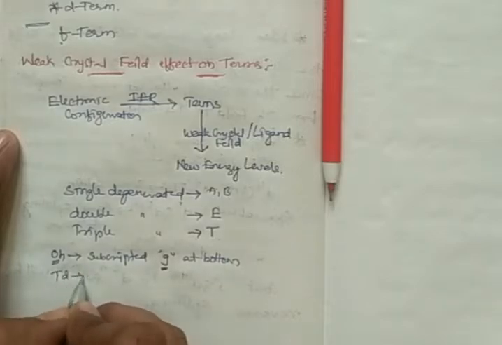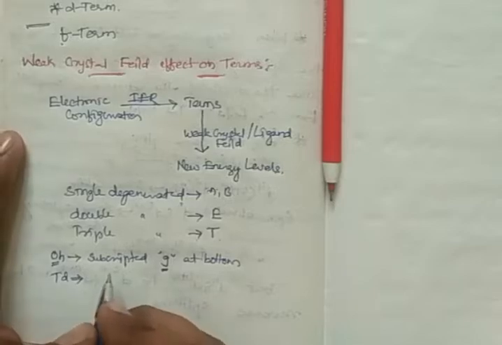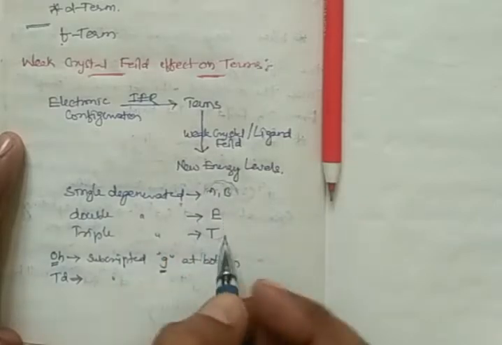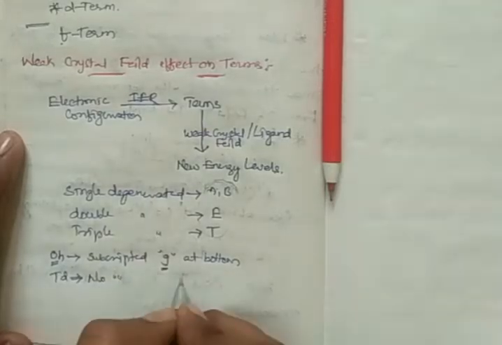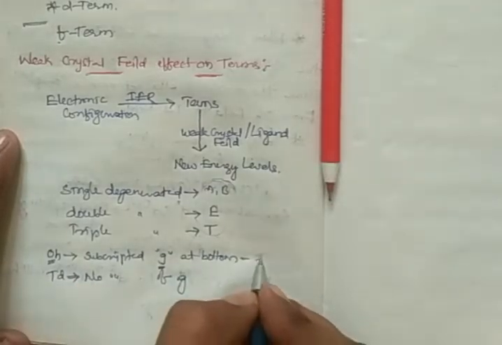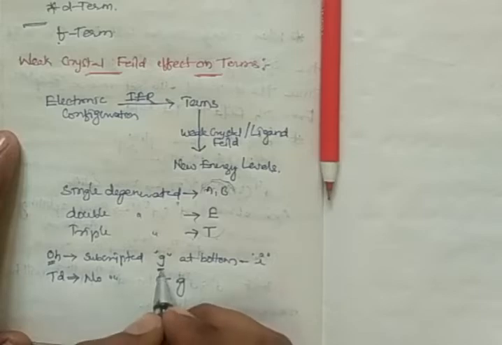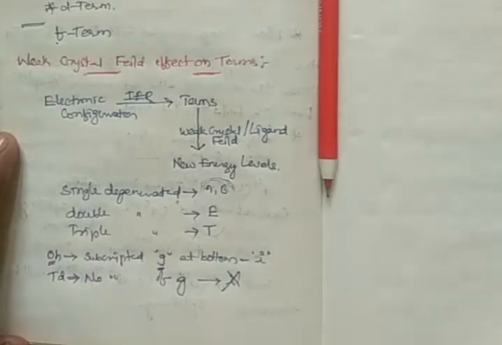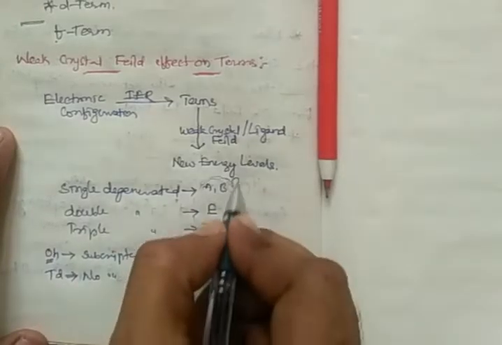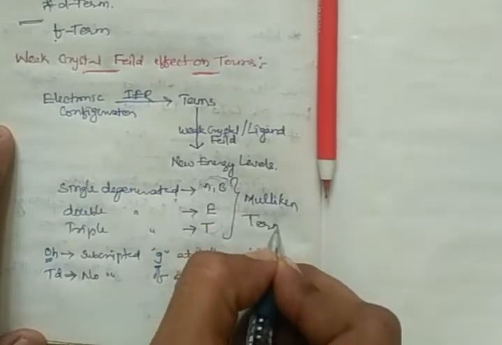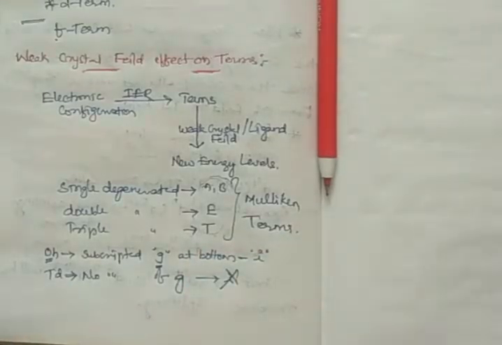If the terms are influenced by the tetrahedral crystal field, the newly generated energy levels will have no subscript g. The octahedral field has a center of inversion symmetry, so its terms are subscripted with g, whereas the tetrahedral field has no inversion center, so its symbols never carry the subscript g. These symbols A, B, E, T are called Mulliken terms.